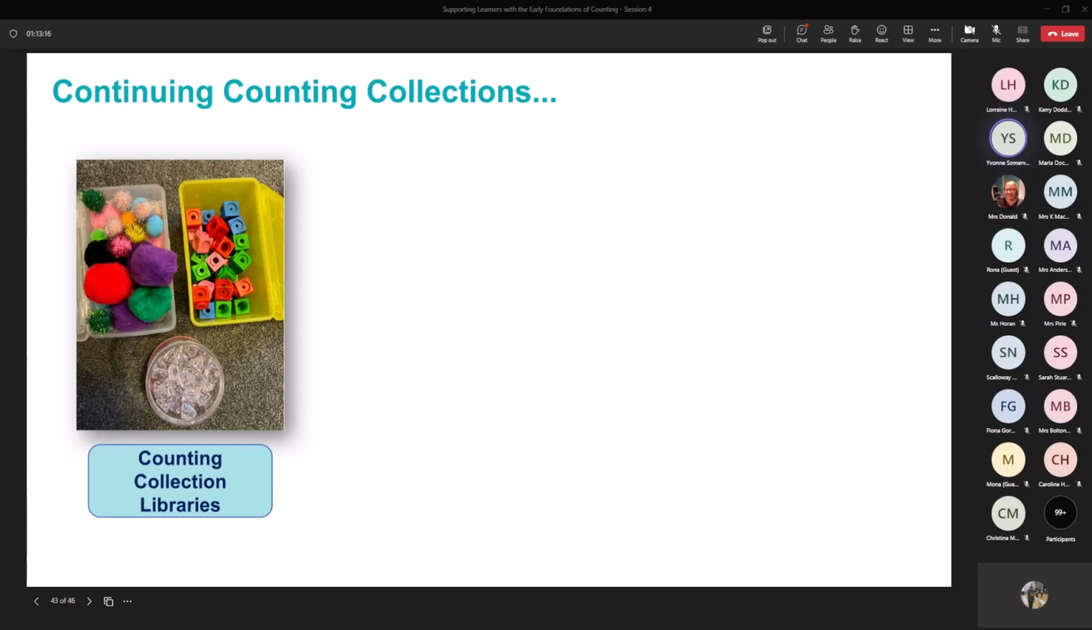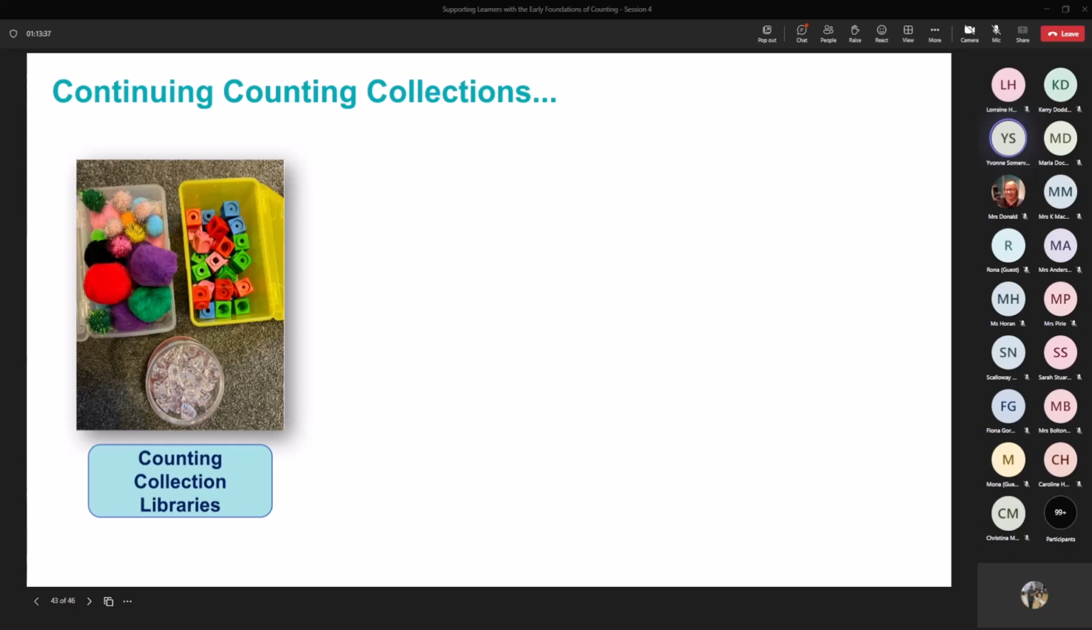It is important to make sure that there are some zero collections in there, and also some that are obviously much, much larger. It's important to think about what is still sparking your children's interest. So even if they are primary 7, are you linking things to particular topics that you're doing, or are there particular things that children are interested in?